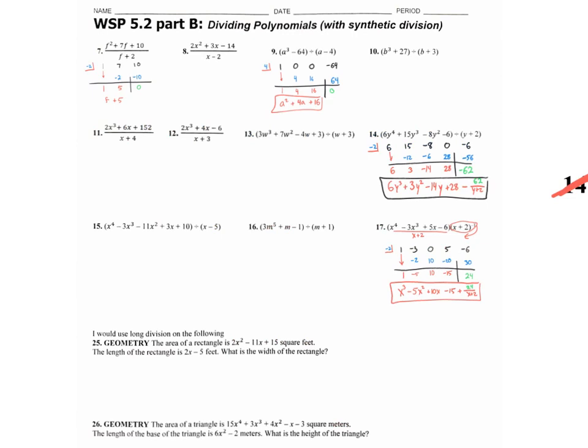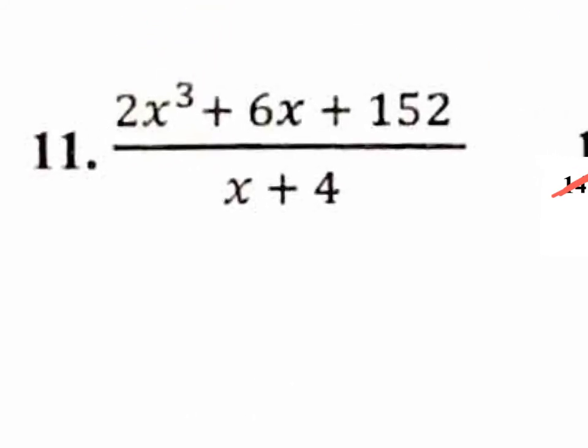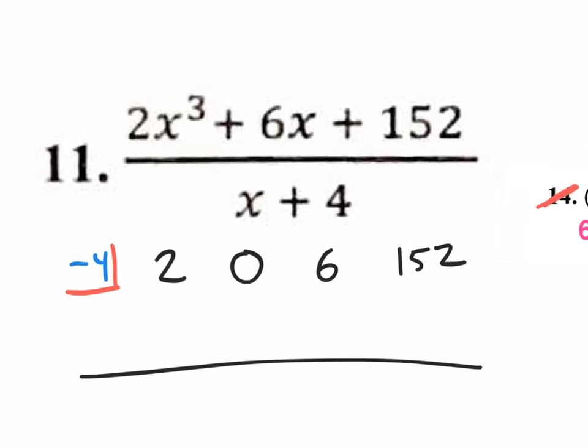So you guys have the rest of the period to work on the rest of these. Again, remember to always represent every single term. On number 11, let me just set it up for you. What goes outside in the box? -4. What are the coefficients that you need? 2, 0, 6, 152. Perfect. That's the setup, and then you could do the rest from there, right? So it's all that easy. You could do it quickly.